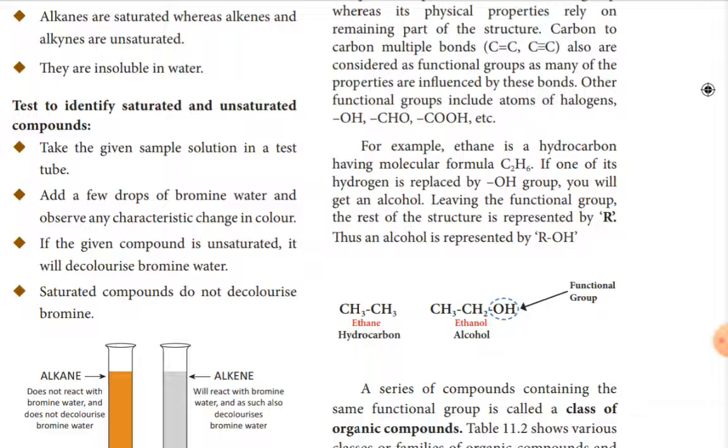So leaving the functional group, the rest of the structure is represented by R. R means alkyl. So we can represent it using the simple formula ROH. R is bonded with OH, that is, R is alkyl, OH is alcohol. We can also call it alkyl alcohol.